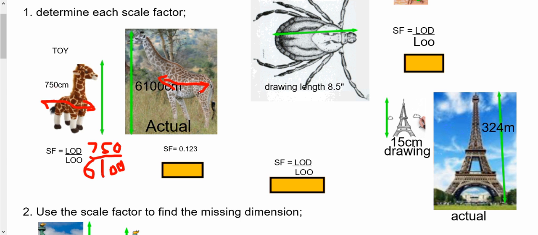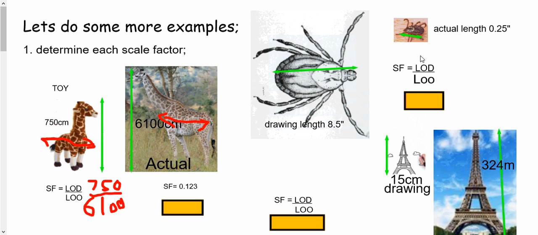That's cool. Okay, here's everybody's favorite insect of the summer. My wife loves these guys. Sarcasm. A wood tick. Okay, now here we've got a little guy. Its actual length is 0.25 of an inch, so that's 1/4 of an inch. And here's a drawing of 8.5 inches. So we want to know the scale factor.